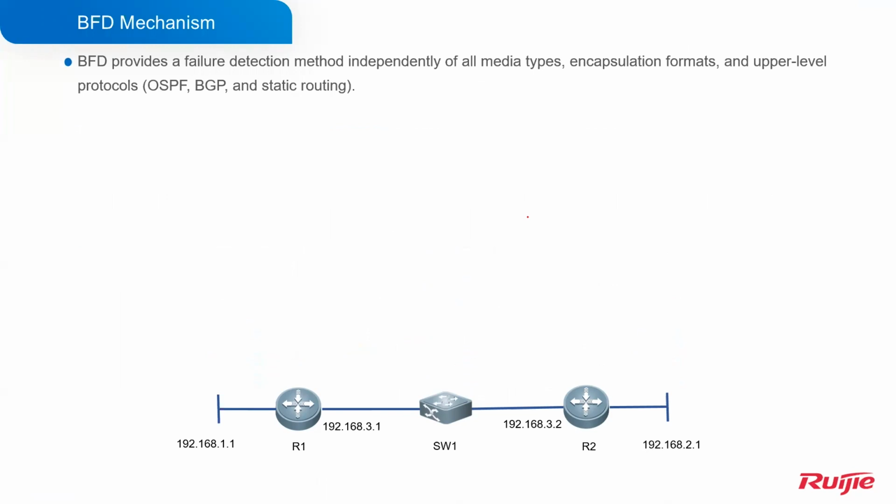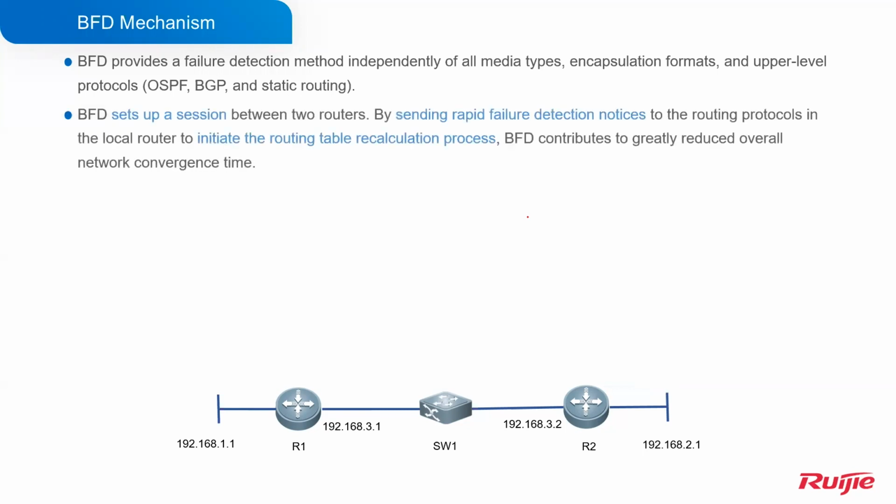BFD provides a failure detection method independently of all media types, encapsulation formats, and upper layer protocols. And here you can see a figure. We have two routers, R1, R2. Between them, there is a switch, SW1. And let's see how BFD works in this scenario.